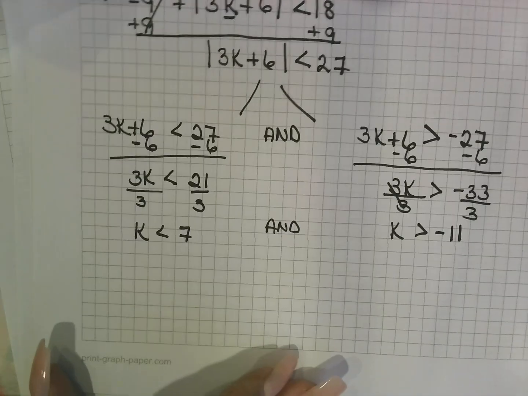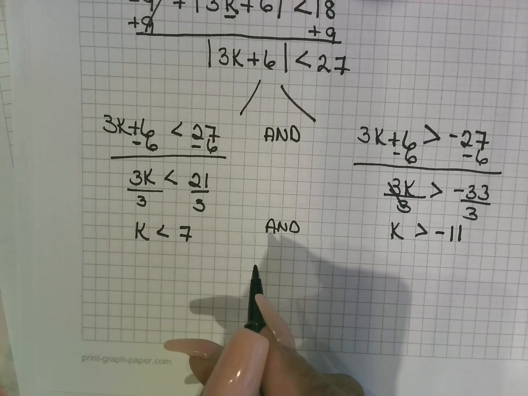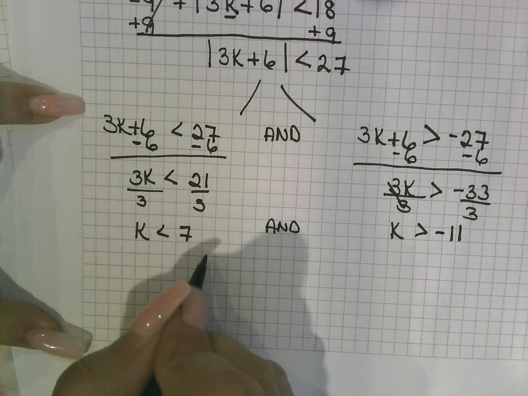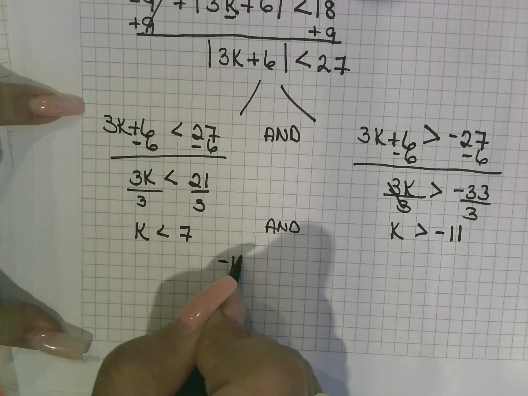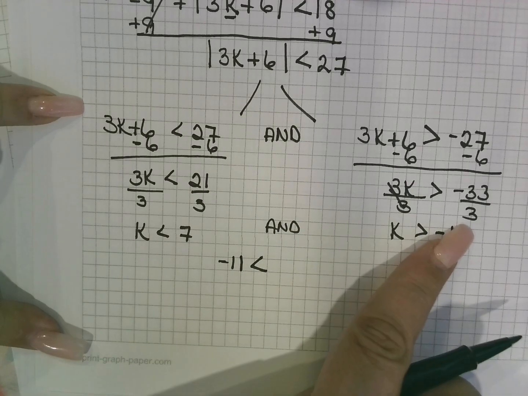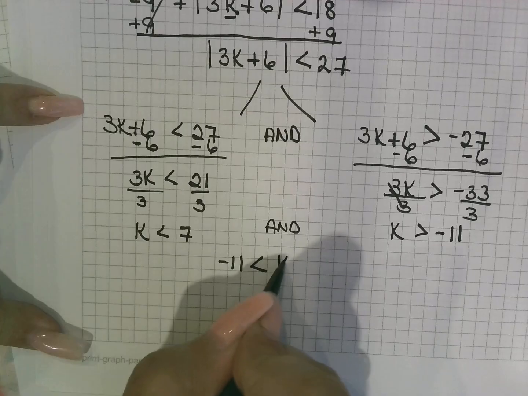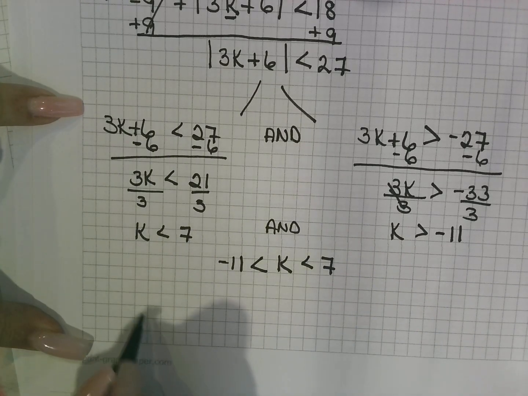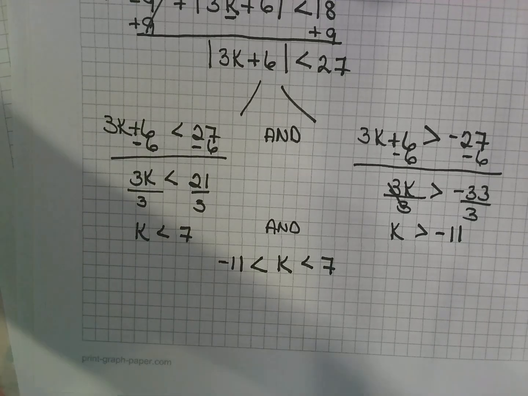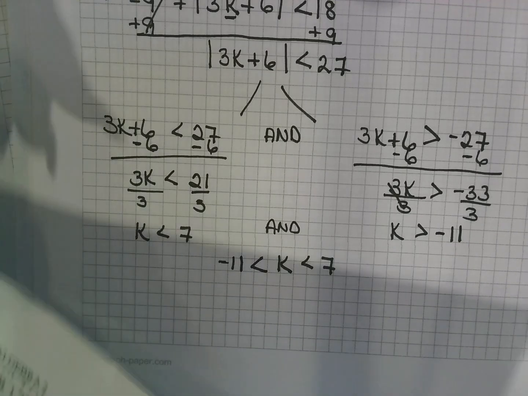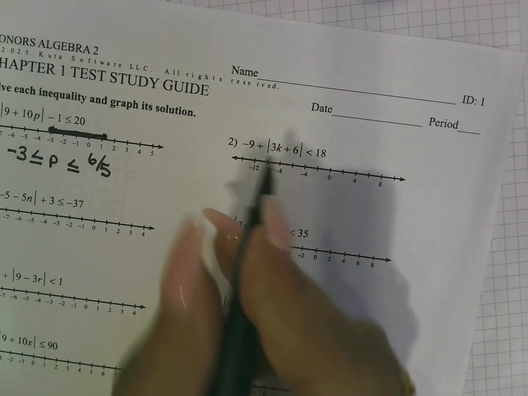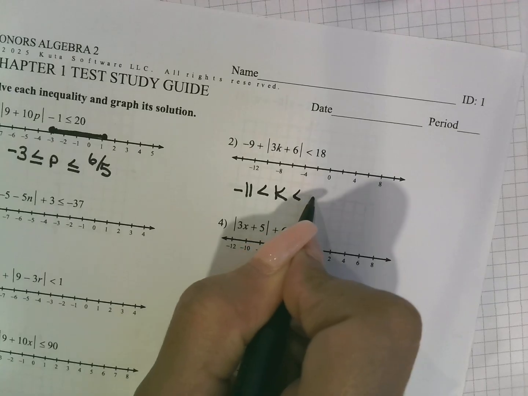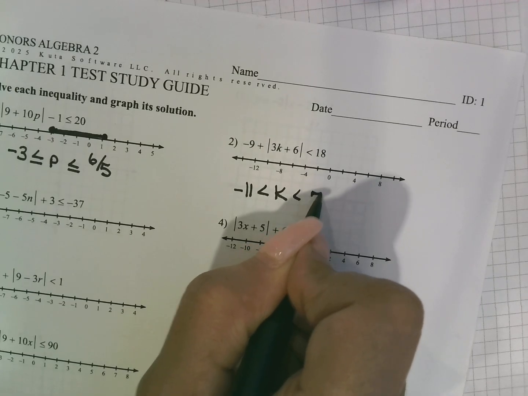All right. Again, because this is an AND statement, we can combine all of this together, and it looks like this. Negative 11 is less than k, and k is less than 7. Okay? And then to graph it, in fact, let's put it over here. Negative 11 is less than k, which is less than 7.